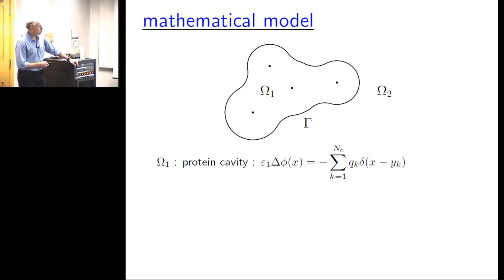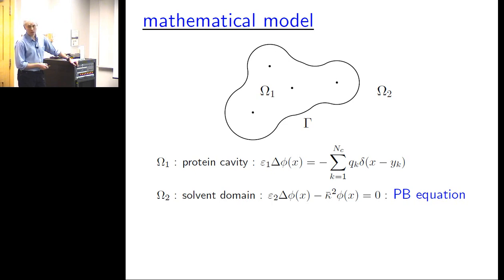So this is a Poisson equation in the interior, and in the exterior, that's the solvent domain, we've got this equation. This is a linearized Poisson-Boltzmann equation. There's a Boltzmann distribution of charge, which depends on the electrostatic potential. It's been linearized, so we just have phi of x over here. And the kappa bar here represents the ionic concentration. If there are no mobile ions, this would be 0, then you'd have a Poisson equation outside as well. With this term here, it's a Poisson-Boltzmann equation.